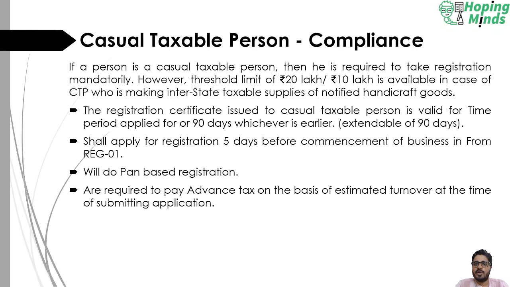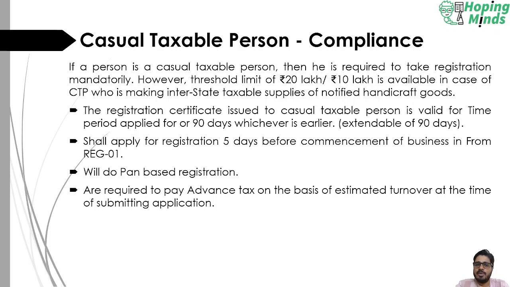Casual taxable persons are also required to do certain compliances. If a person is a casual taxable person, then he is required to take registration mandatorily as per section 24. However, the threshold limit of 20 lakhs or 10 lakhs is available in case of casual taxable person who is making interstate taxable supplies of notified handicraft goods. The registration certificate that is being issued to casual taxable person is for a period of 90 days or for the period for which it has been applied for, whichever is earlier. This registration certificate is extendable up to 90 days.